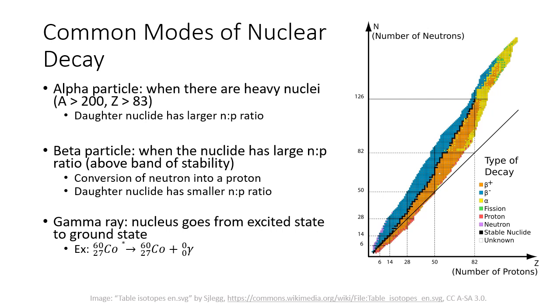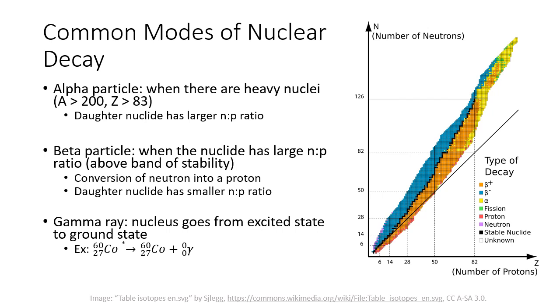So if you look at our band of stability graph over here, alpha emissions are represented by yellow. And you can see that yellow is below the band of stability for almost everything. And then once you reach a certain point, things are not stable and you still have alpha emission. So there's some exception to that, but not much.